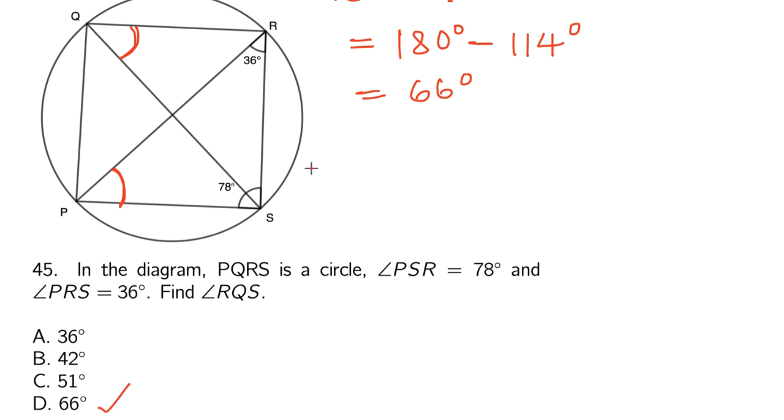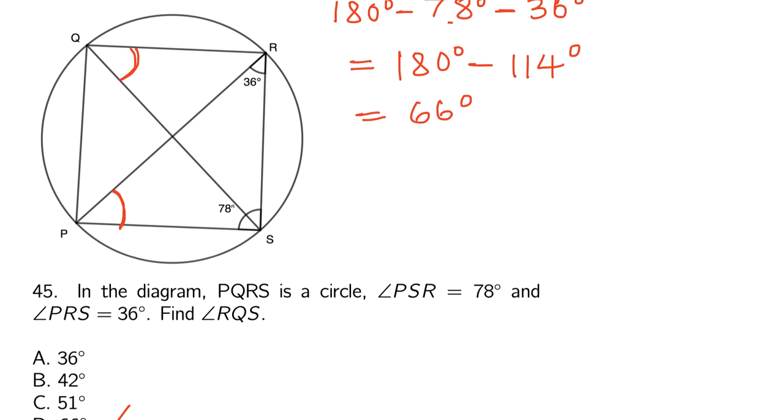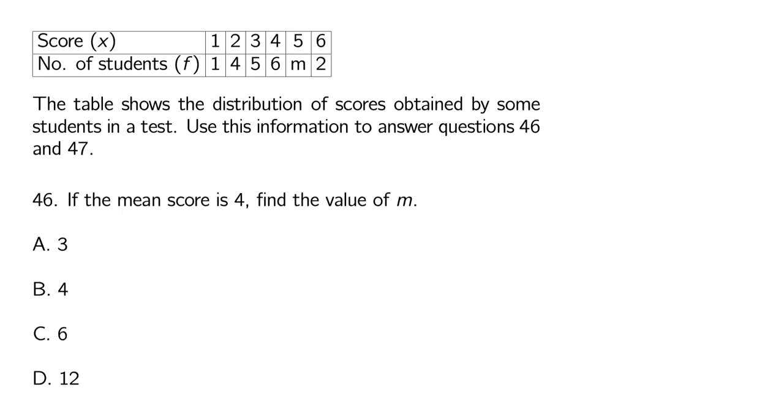The next problem is 46. Here we have a preamble. It says the table shows the distribution of scores obtained by some students in a test. We're supposed to use this information to answer questions 46 and 47. 46 says, if the mean score is 4, find the value of m. Now we first have to calculate or write an expression for the mean and see if that's going to help us find m. So how do we get the mean?